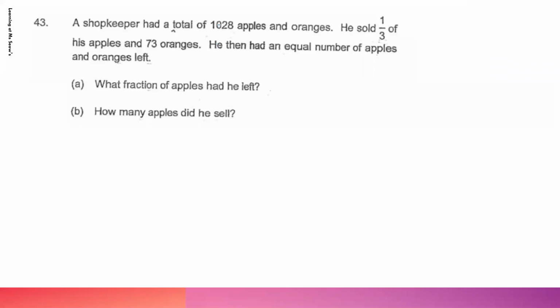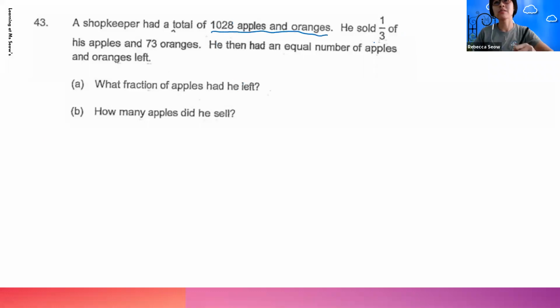Shopkeeper had a total of 1,028 apples and oranges. He sold 1/3 of his apples and 73 oranges. He then had an equal number of apples and oranges left. So what fraction of apples had he left? This is quite straightforward compared to B. So he has his total number of apples and he sold 1/3. So what is the fraction of apples that he had left?